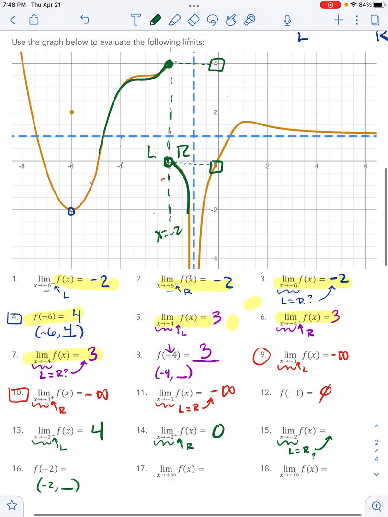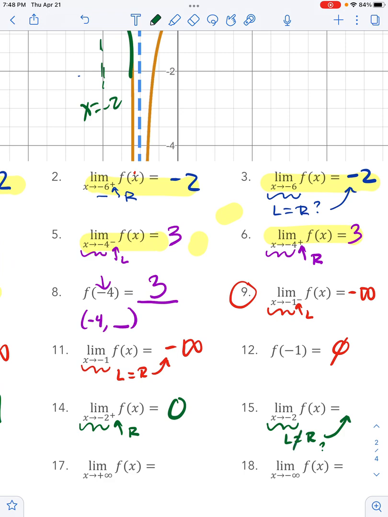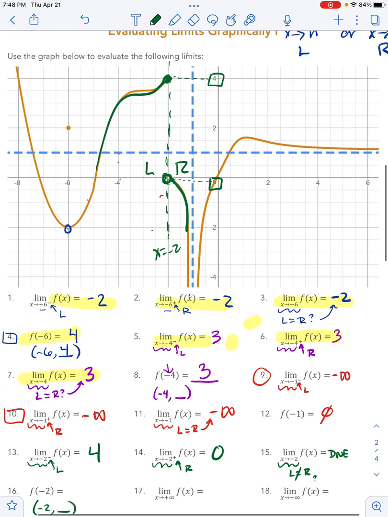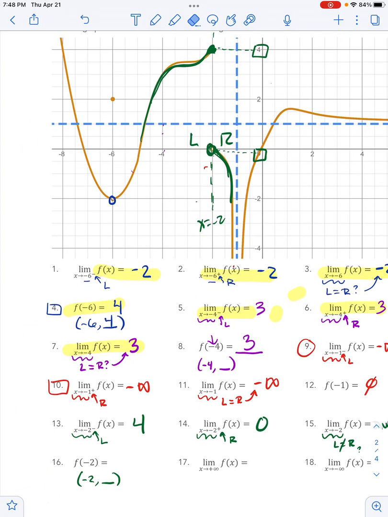So note, in number 15, the left-hand limit, which was 4, does not equal the right-hand limit, which was 0. So that means that the limit at that spot does not exist. If you look at it, you can see that this part goes up here, the right part goes down here. There's all this space in between where they don't converge together. So then it's asking in 16, what's the actual value at -2?